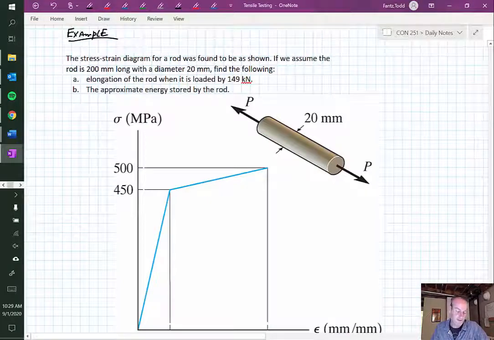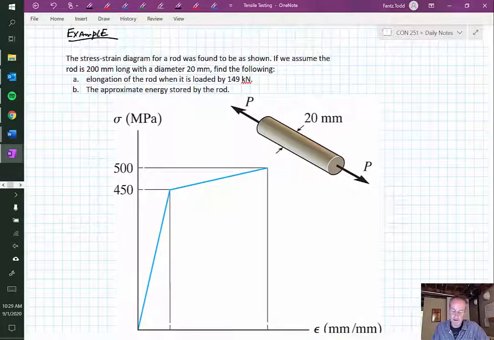All right, so in this example, what we have is a stress strain diagram for this rod. We're assuming the rod is 200 millimeters long, diameter of 20 millimeters, and we want to find the elongation of the rod when loaded by 149 kilonewtons and the energy stored by the rod at that point.